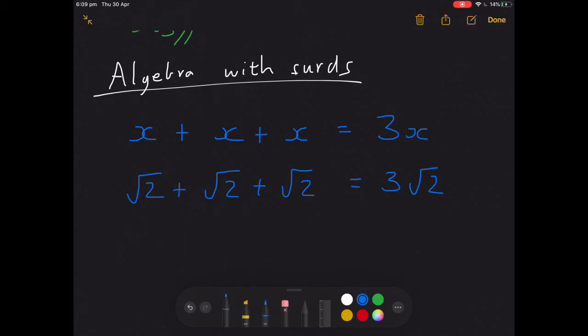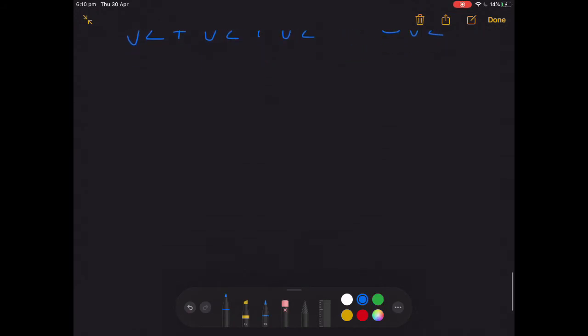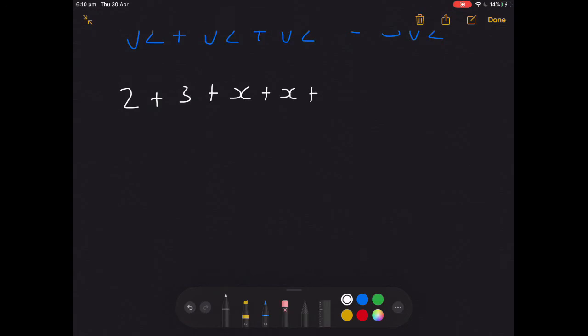Just like we can't add different letters, we can't add different surds. Different surds act as like terms, just like different letters do. Let me show you how that looks. Suppose we have something like 2 plus 3 plus x plus x plus y plus y. Most of us would be pretty confident to say that this is 5 plus 2x plus 2y.